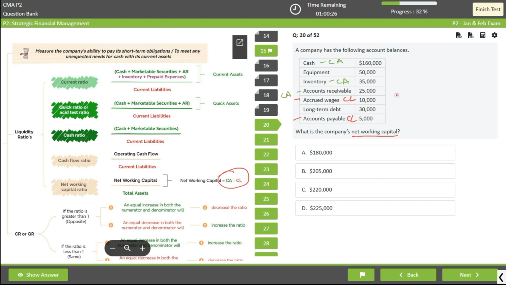So what are your total current assets and total current liabilities? Total current liabilities is 15,000, and your total current assets are 220,000, which is 160,000 plus 35,000 plus 25,000. So 220,000 minus 50,000 minus 15,000 is equal to 205,000, which is option B.